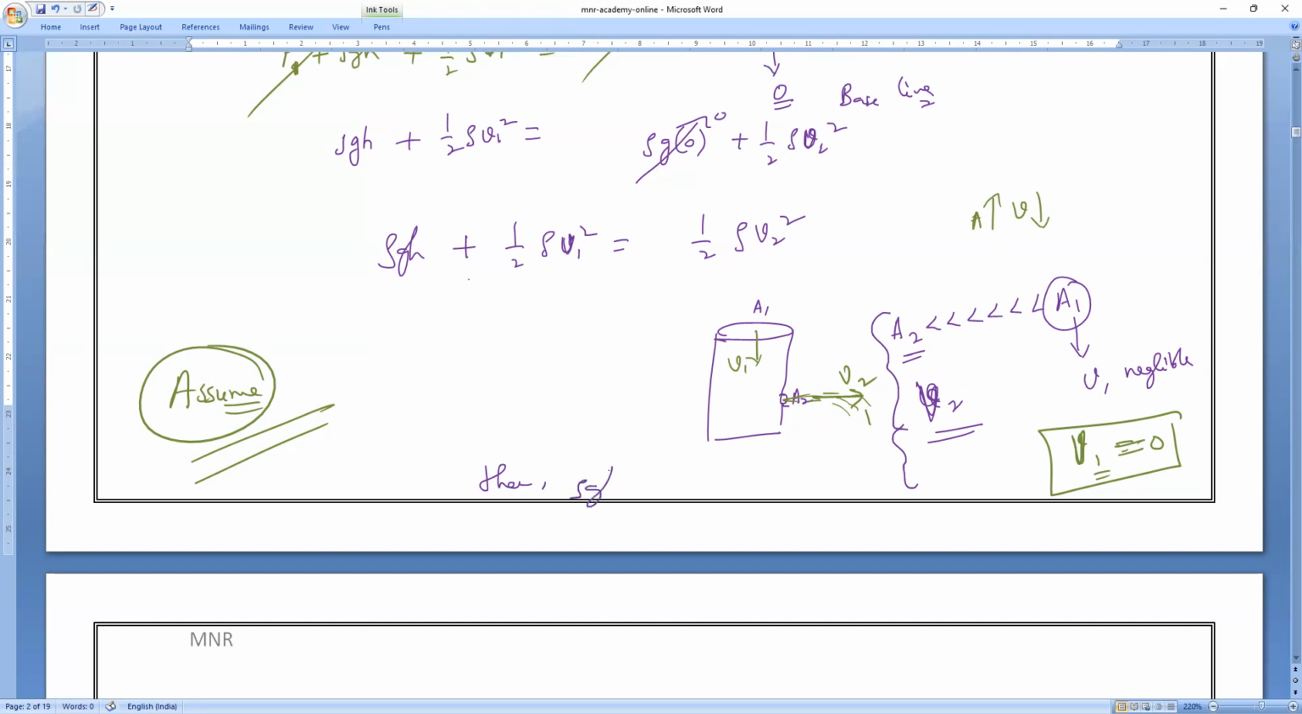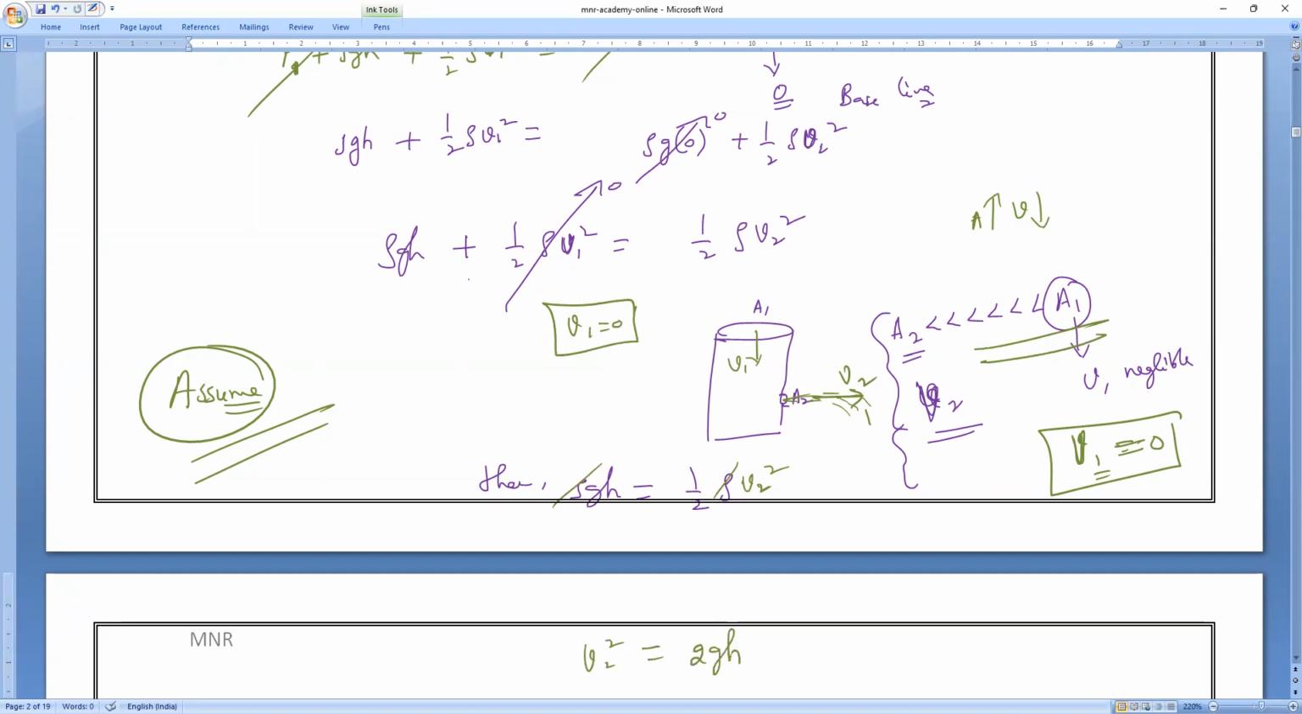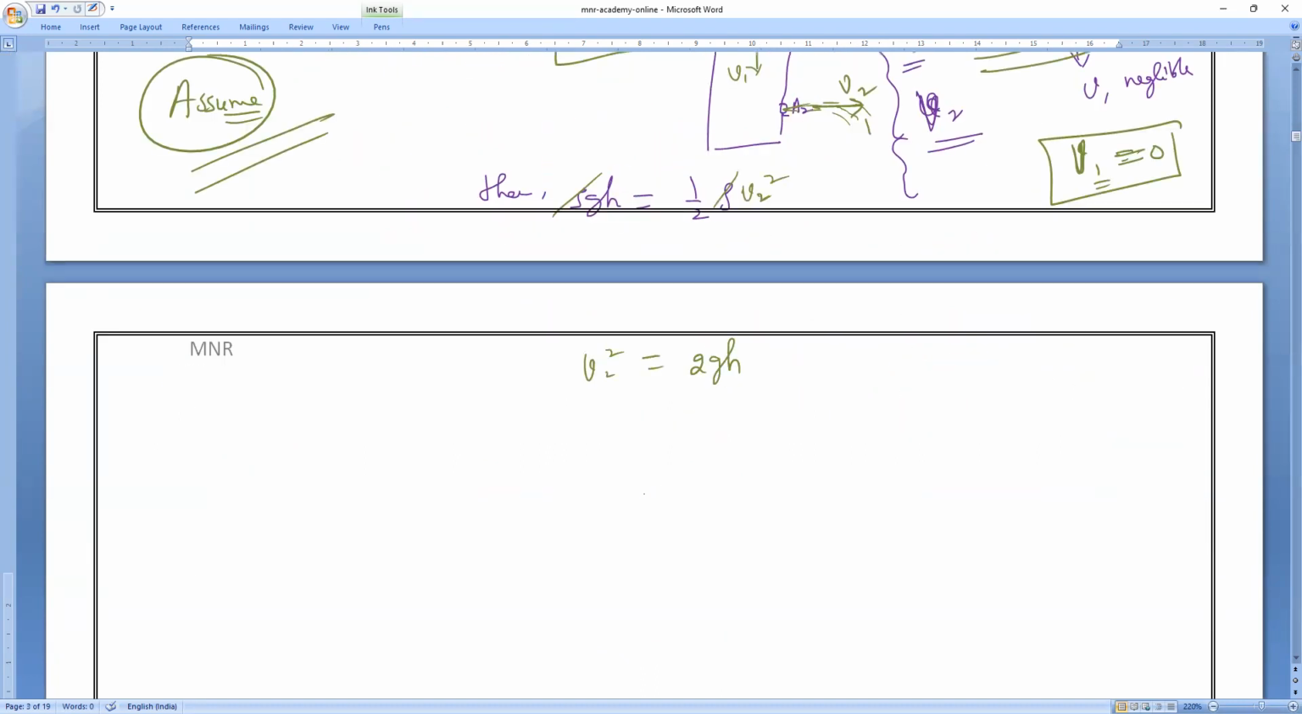So what will happen? Rho GH is equals to half into, because V1 will become 0. What is my assumption? V1 will become 0, because A2 is extremely smaller, so we get rho GH is equals to half rho V2 square. Now rho will get cancelled. From that I will get V2 square is equals to 2GH, and from that, V2 is equals to root over 2GH. This V2 is what we call Torricelli's equation.